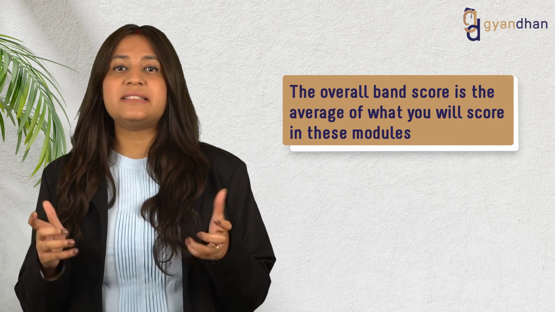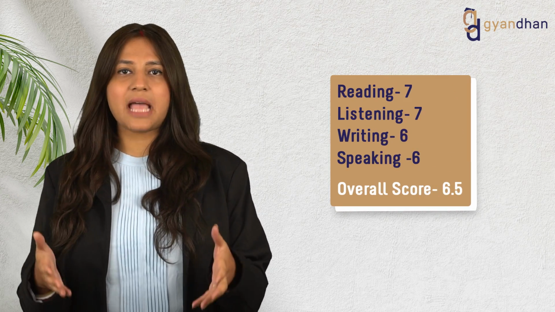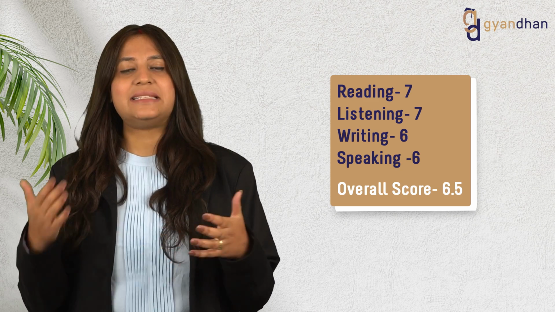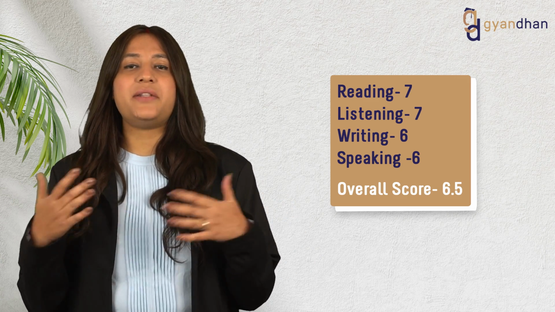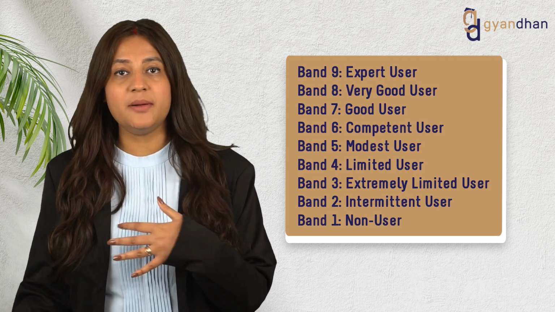The overall band score is the average of what you score in all 4 modules. For example, 7 in reading, 7 in listening, 6 in writing and 6 in speaking. So the overall band score will be 6.5. Remember, 9 here means you are an expert user and 1 a very limited user. So if you do well in the test, you might get something closer to 7 or 8, even 9 is possible. Hope you found the video helpful.